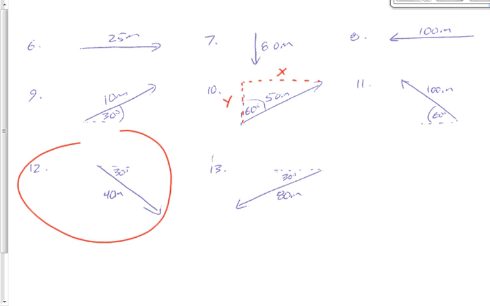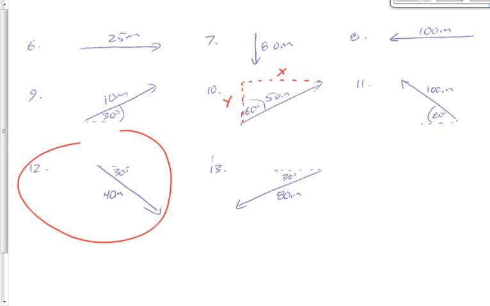Now, which side of the triangle is the 50 meters? The hypotenuse, good. The vector you have will almost always be the hypotenuse. Not necessarily always, but almost always. So we've got the hypotenuse.